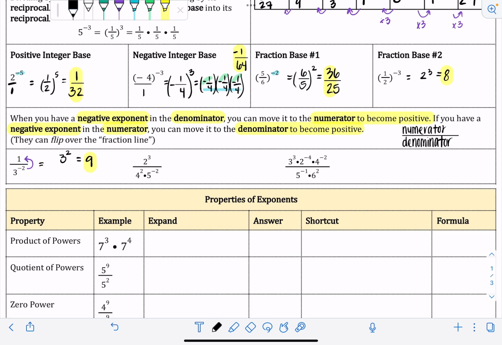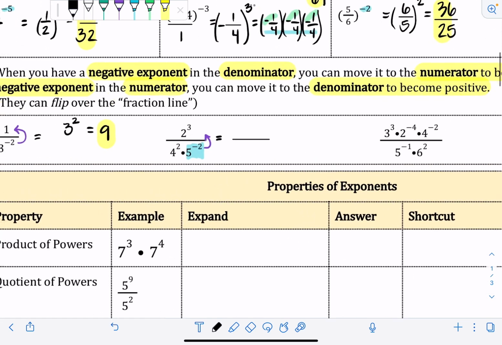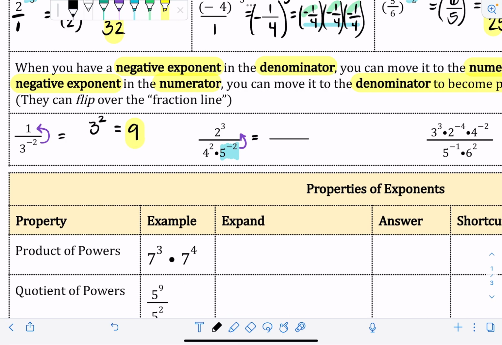So next part says 2 to the third power over 4 squared times 5 to the negative 2. So anytime I have a negative exponent, I need to flip it to its opposite location. So I'm going to take that 5 to the negative second power and I'm going to move it upward. So I have a fraction. I'm going to set up my fraction bar. I'm going to zoom in so it's a bit easier to see. So that 2 to the third power, this one right here, is staying there. I'm just going to leave it there because it has a positive exponent, so it's not moving.